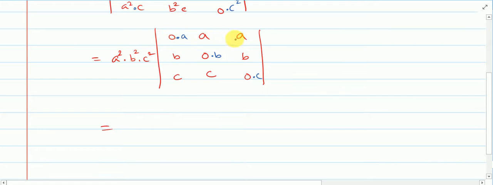So we will take out a common from the first, b from second, c from third. So when this a comes out with this a square, it will become a cube, this will become b cube, this will be c cube. Now you are left with 0 1 1, 1 0 1, 1 1 0, okay.